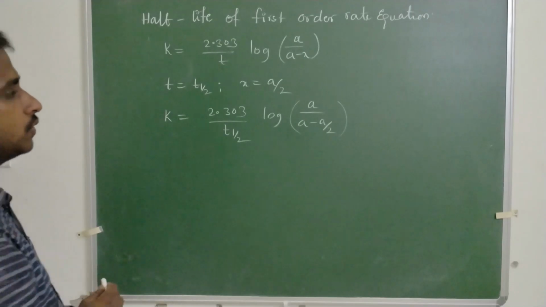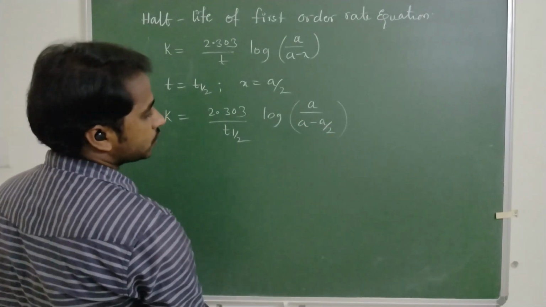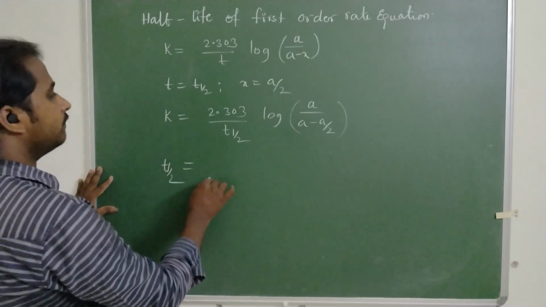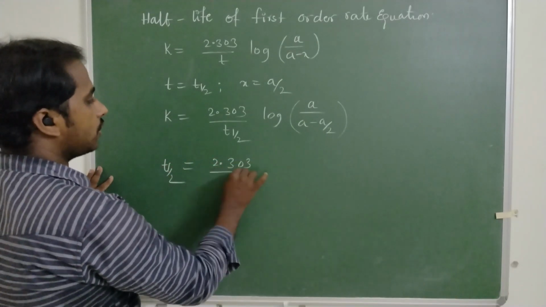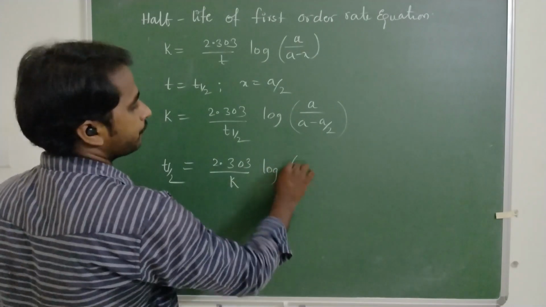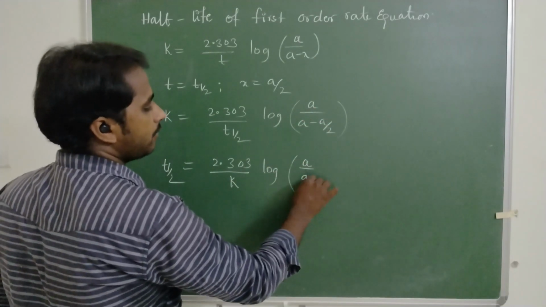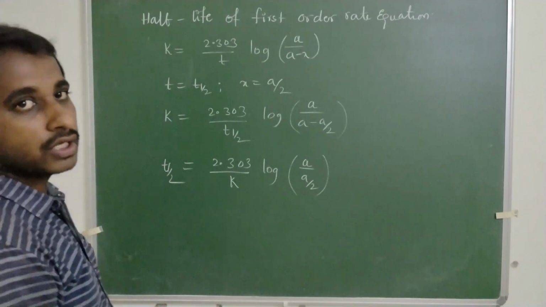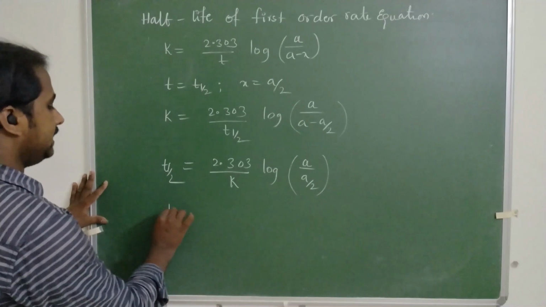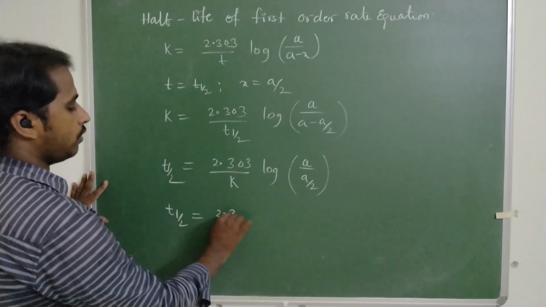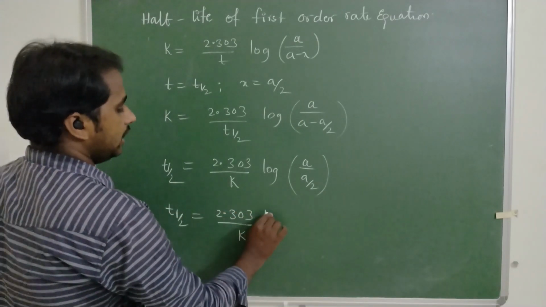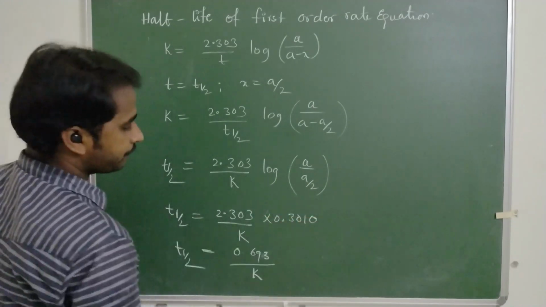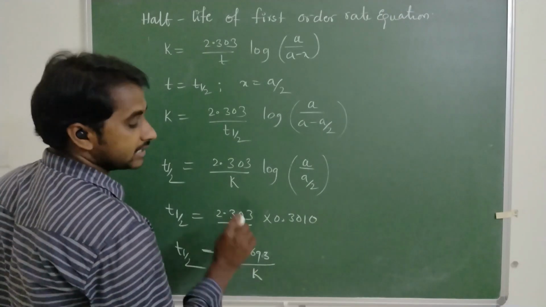So what happens now? This becomes 2a minus a by 2, which is a by 2. So this can be written as t half is equal to 2.303 by k log a by (a by 2), that is nothing but log 2. Log 2 value is 0.3010. So t half is equal to 2.303 by k, log 2 value into 0.3010, which is around 0.693 by k.